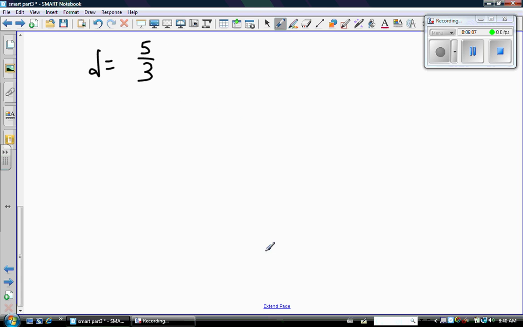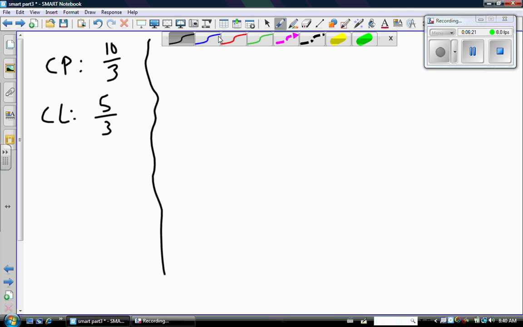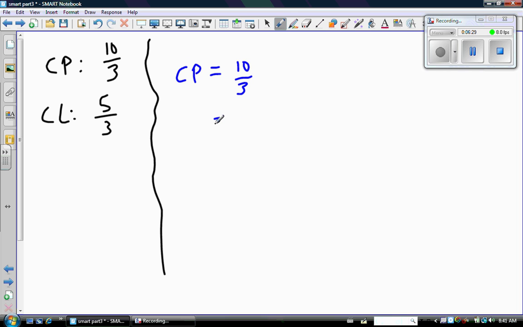So let's summarize what we have in this question. We have the distance from CP, and that was 10 over 3. We have the distance from CL, that was 5 over 3. So hopefully you can see, it looks good to me, but let's communicate properly. So CP is equal to 10 over 3, which is equal to 2 times 5 over 3, which is equal to 2 times CL. And that's what I wanted to show, that the distance from C to P was twice the length of the distance from C to L.